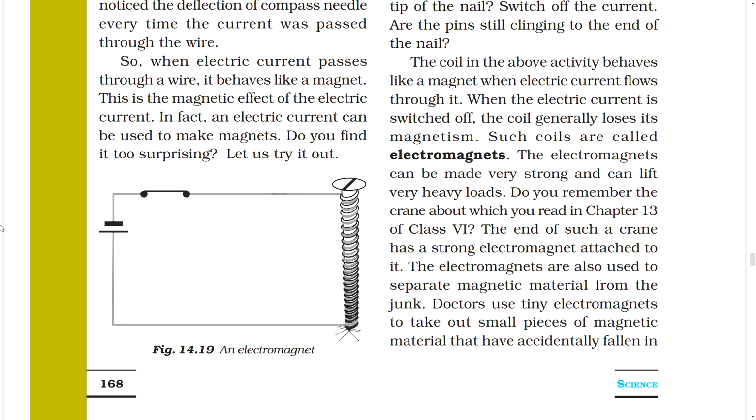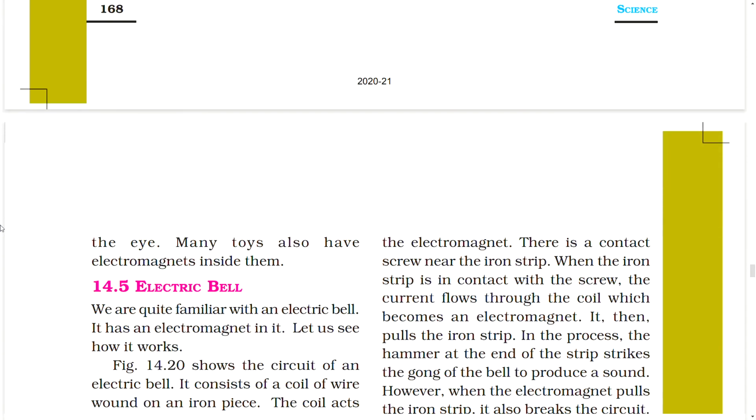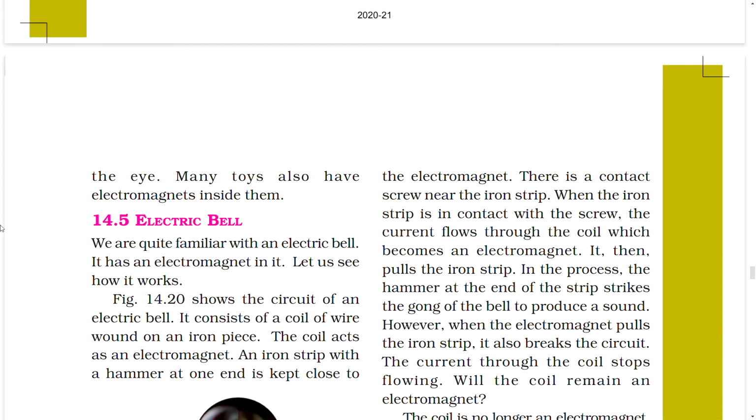Do you remember the crane about which you read in chapter 13 of class 6? The end of such a crane has a strong electromagnet attached to it. The electromagnets are also used to separate magnetic material from the junk. Doctors use tiny electromagnets to take out small pieces of magnetic materials that have accidentally fallen in the eye. Many toys also have electromagnets inside them.